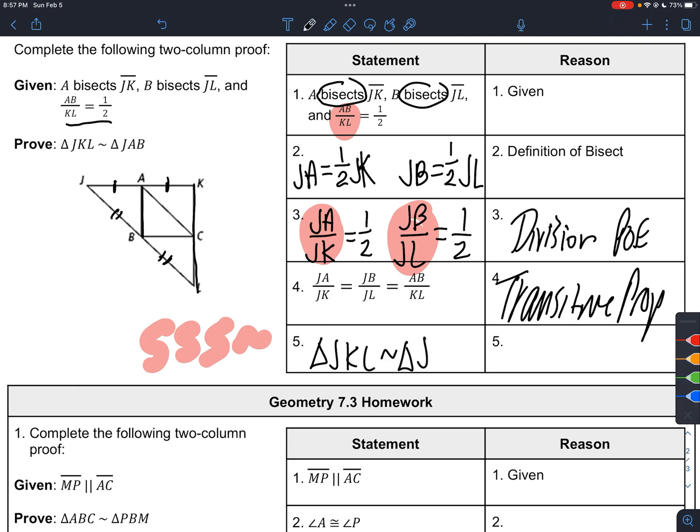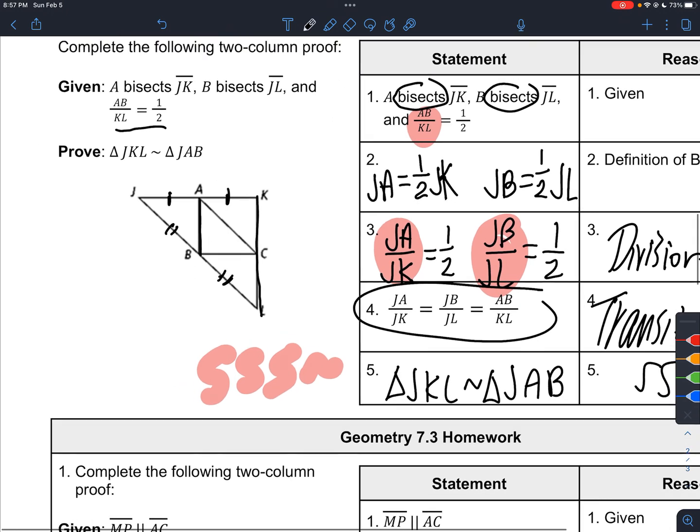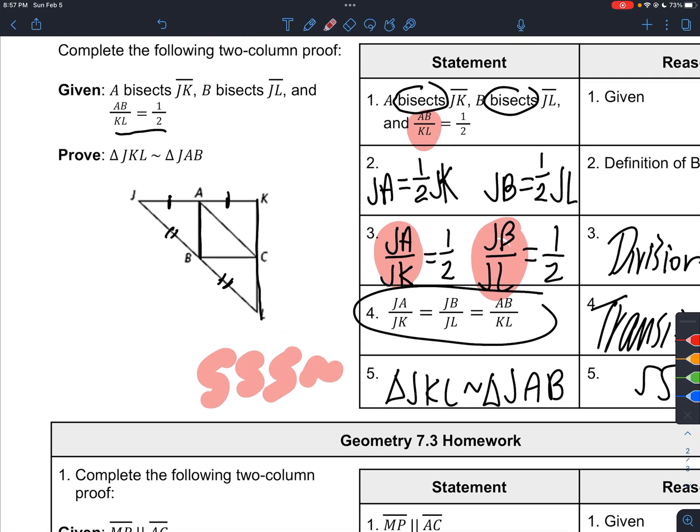And finally, and we'll talk a little bit about this on the picture as well, because the picture is really what makes this pretty tough. But side similarity is what this screams right here. 3 proportional sides, 3 ratios, all of them in proportion set equal to each other.